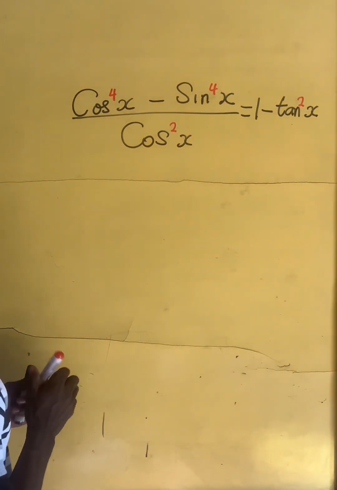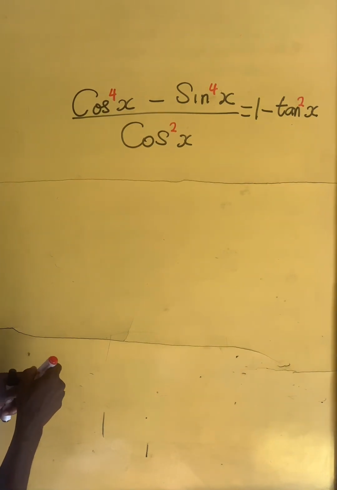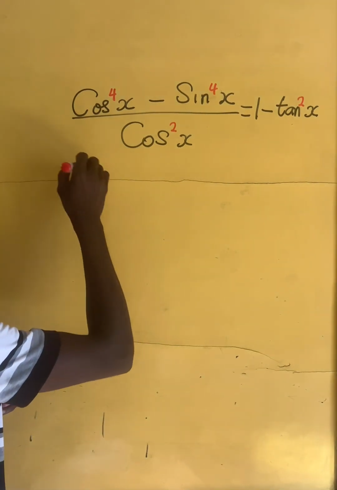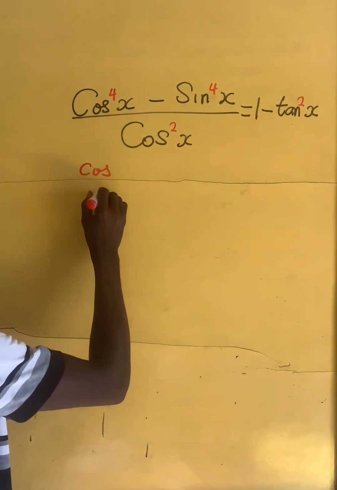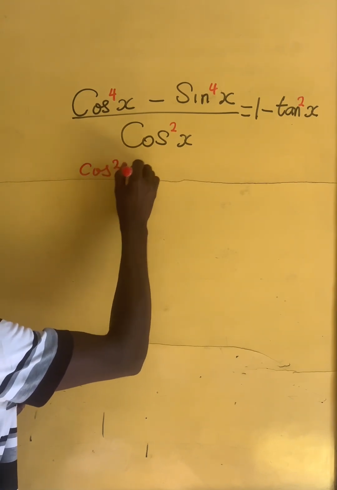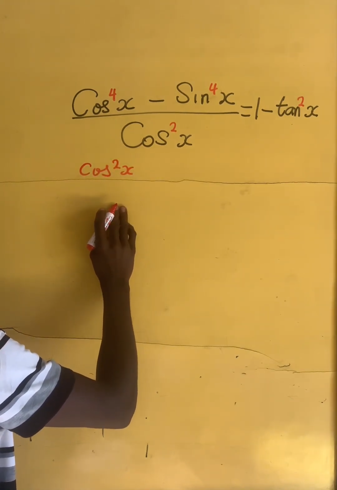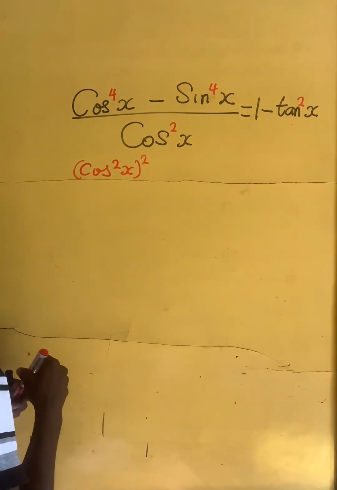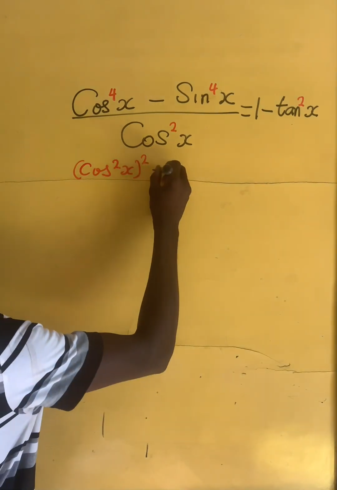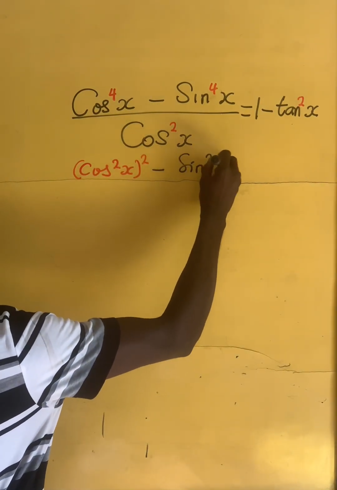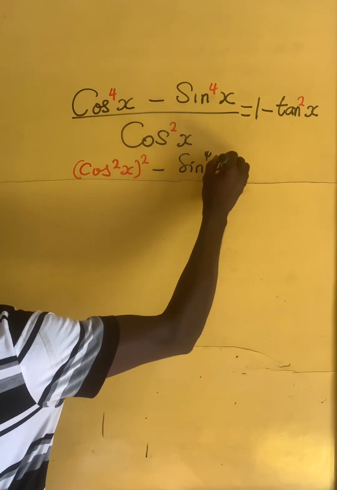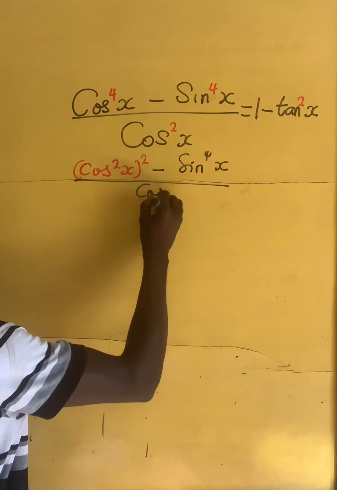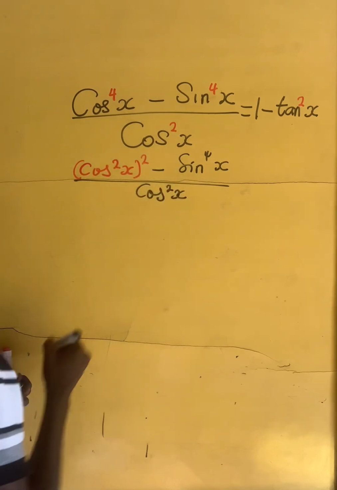This one can be simply done in this way. We know that this is the same as cosine squared of x, all squared, minus sine power 4 of x, all divided by cosine squared of x.